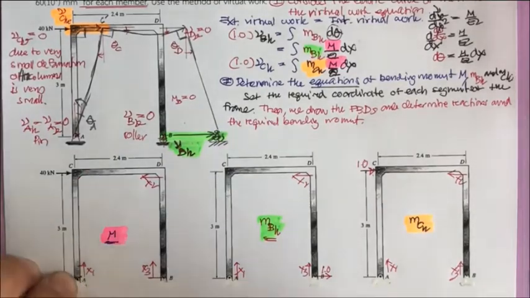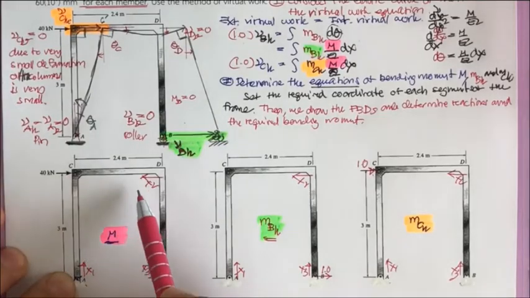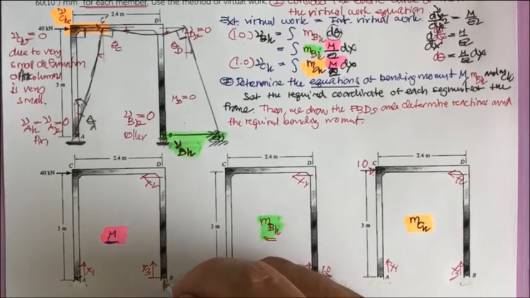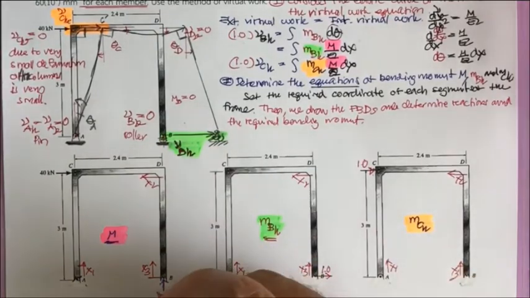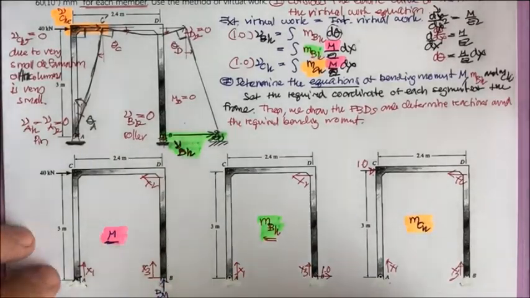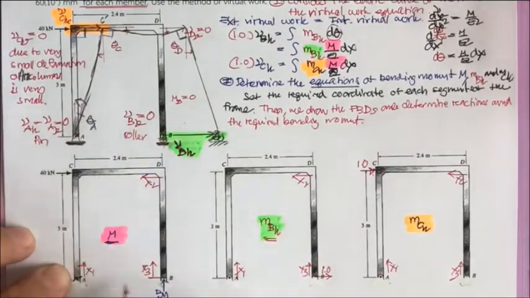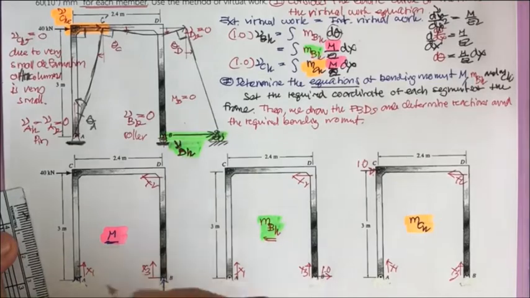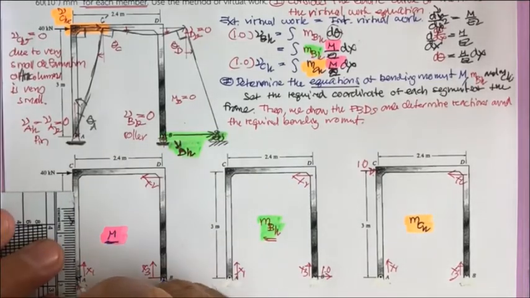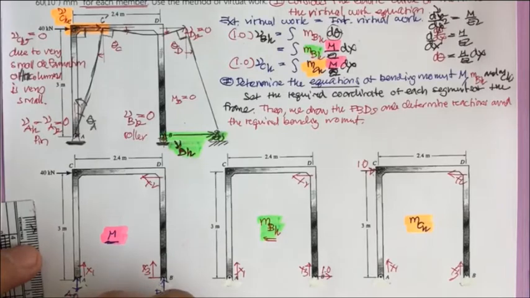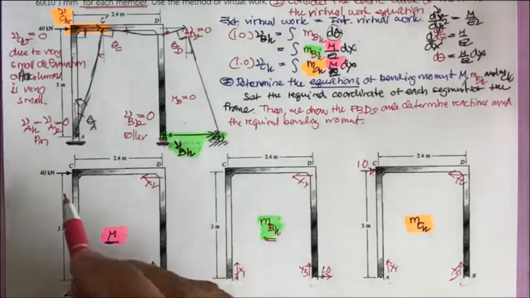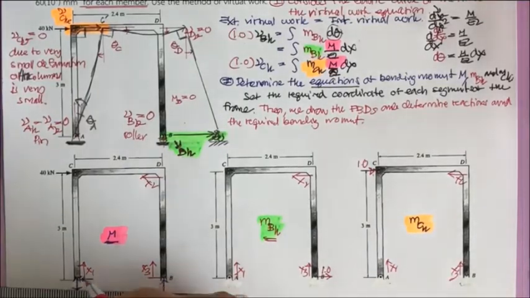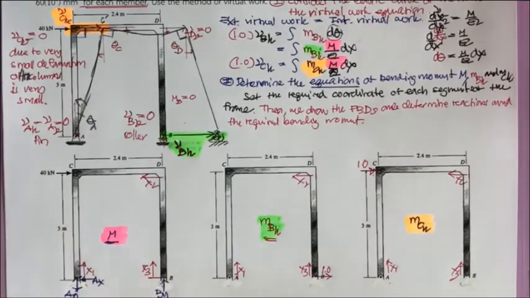If you take the moment here, you may see the 40 kilonewton will rotate in the clockwise direction, and the force here will rotate in the opposite. So B sub y is going to rotate counterclockwise and this is going to rotate clockwise. If B sub y is up, since there is no other vertical force, A sub y is going to be down, and the 40 kilonewton is to the right. This is going to be A sub x.